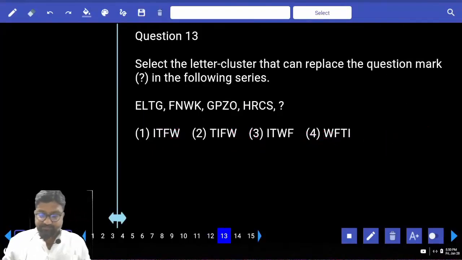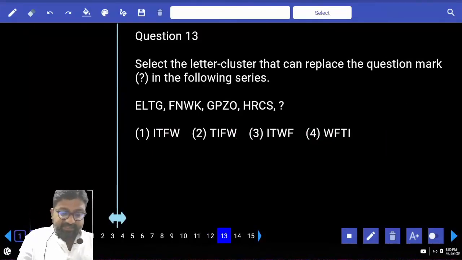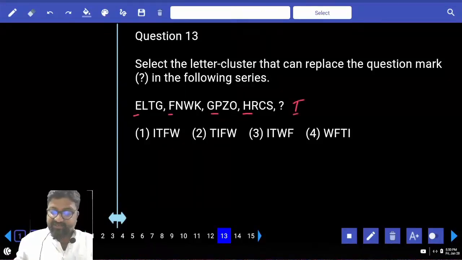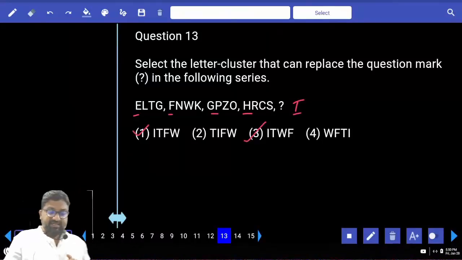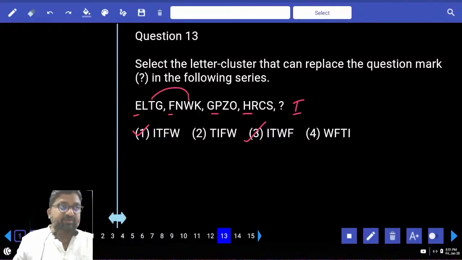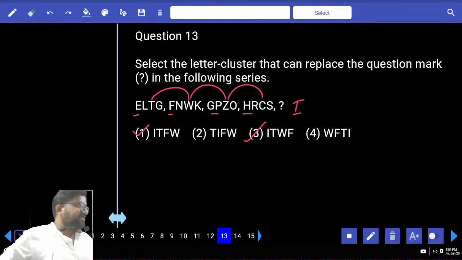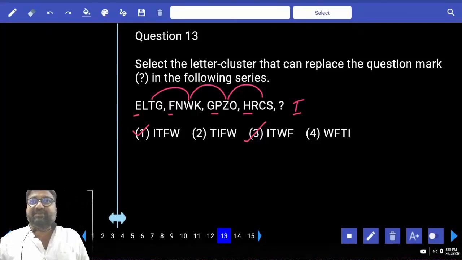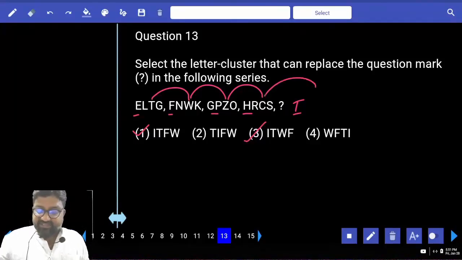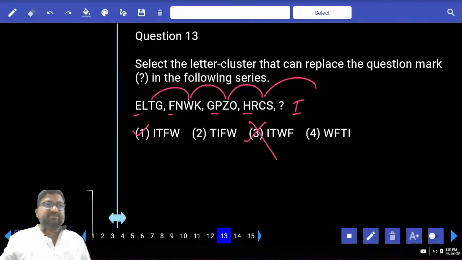13. Letter series. Compare the first letters: E, F, G, H, I. How many options with I? 1 and 3. So listen carefully. Don't go for the second letters. Go for the last letter. You can go for the last letter or the third letter. T and W: 20, 23 plus 3. 23, 26 plus 3. 26 plus 3 is 3 only. In letter series, 29 is nothing but 3. So 3 plus 3 is 6. What is 6? F. So which option is my answer? First option.